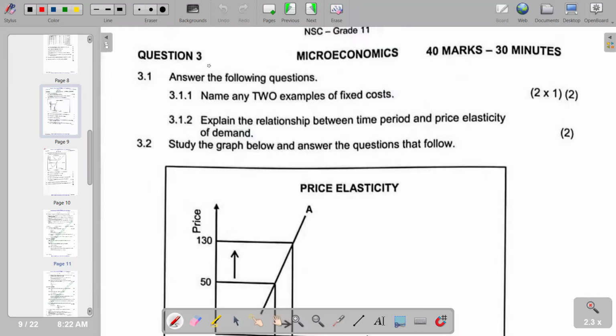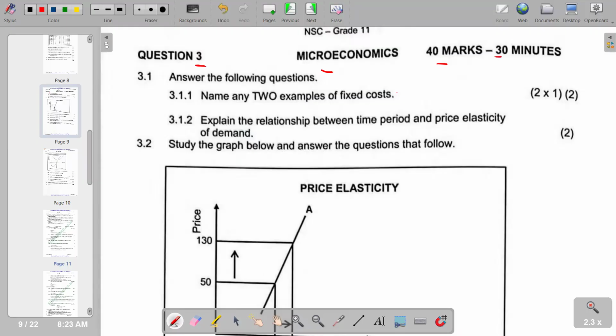Moving on to our question 3, which is on microeconomics. Our question has got 40 marks and requires you to spend on average 30 minutes on that question. So the first question reads, name two examples of fixed costs. And we know that the fixed costs do not change with level of output. They remain the same. So what examples can we raise?